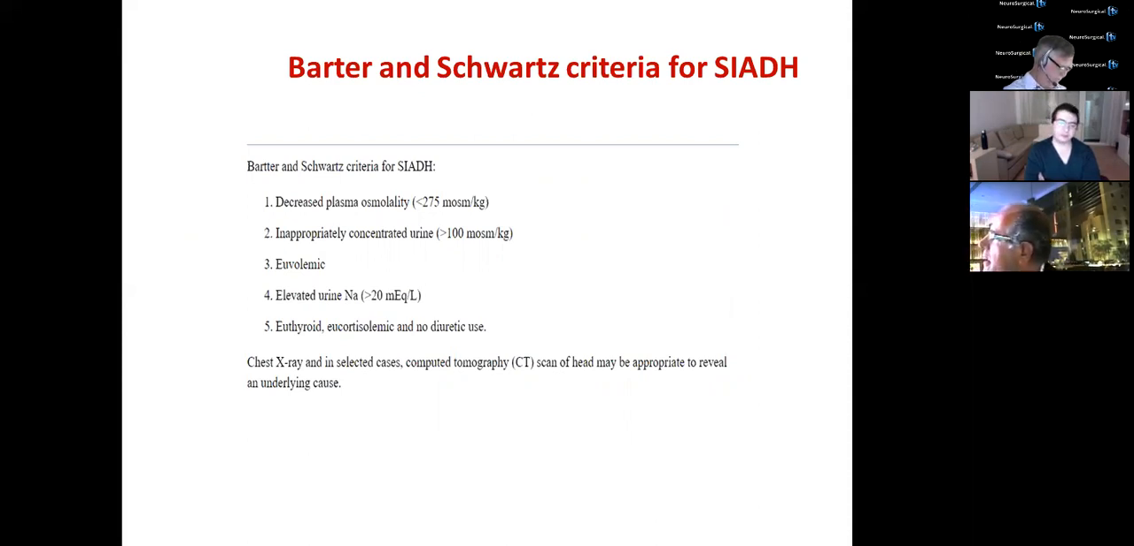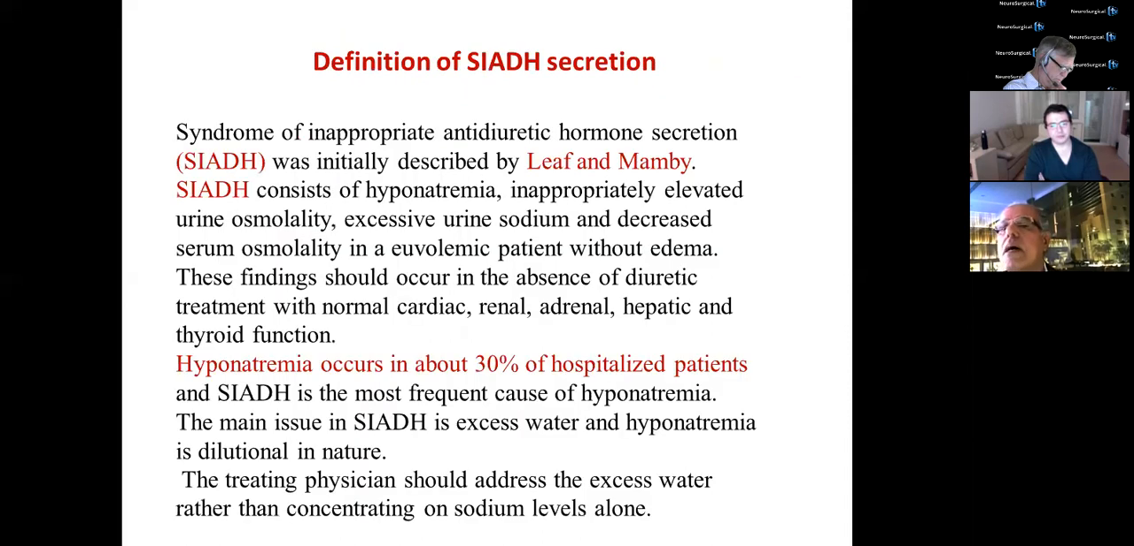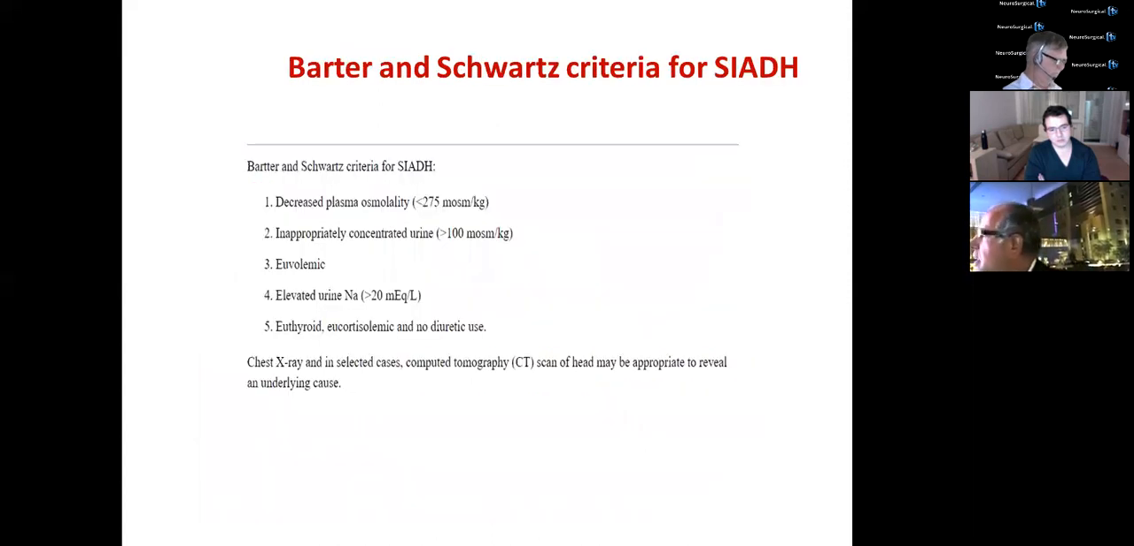On the contrary, I will talk about hyponatremia, which is also common in patients with craniopharyngioma and other diseases. It is the syndrome of inappropriate ADH secretion. It consists of hyponatremia, inappropriately elevated urine osmolality, excessive urine sodium, and decreased serum osmolality in euvolemic patients without edema. In such cases, to diagnose the syndrome of inappropriate ADH secretion, we must exclude hypothyroidism, adrenal insufficiency, liver cirrhosis, heart failure, and diuretic use. After that, we can tell whether the patient truly has the syndrome of inappropriate ADH secretion.